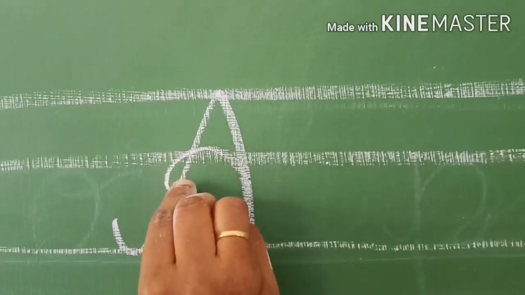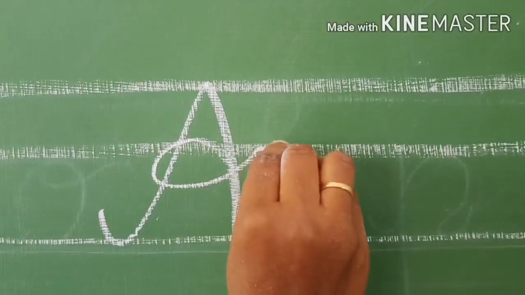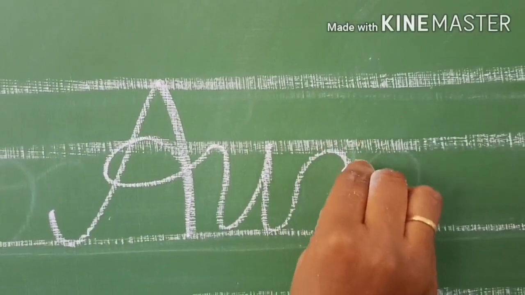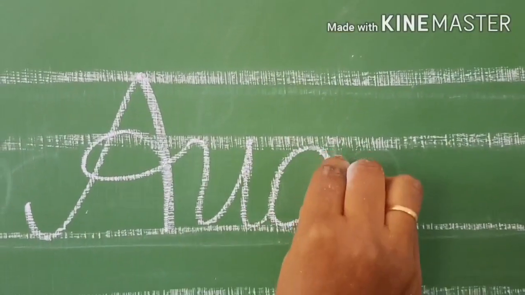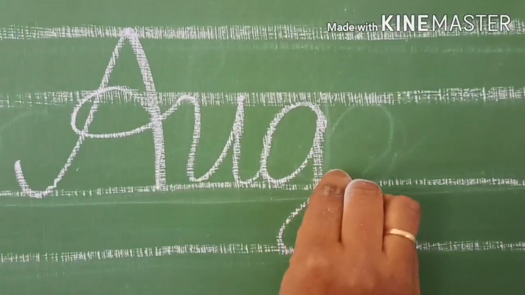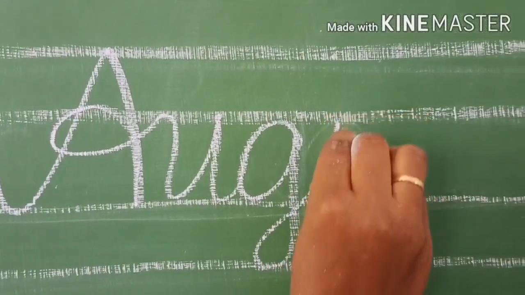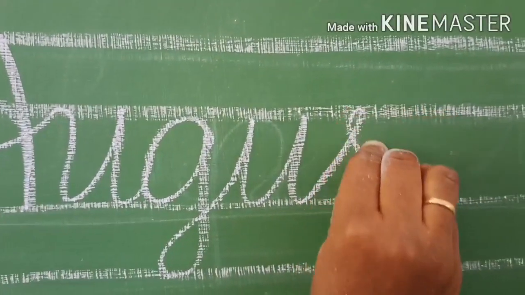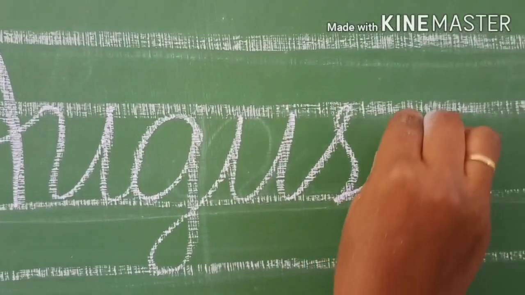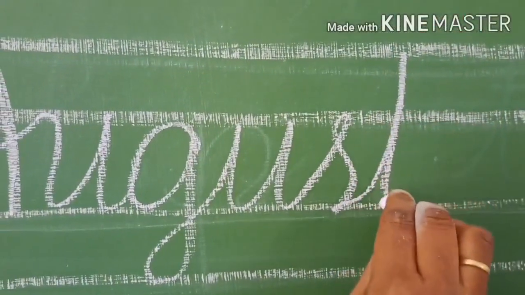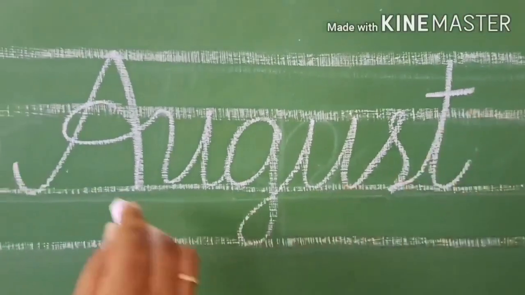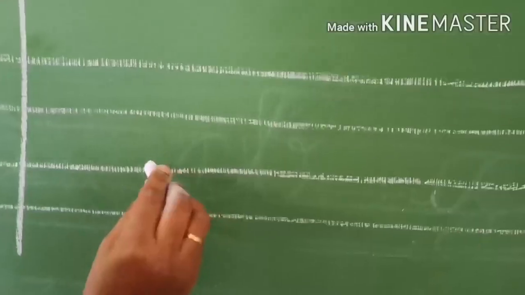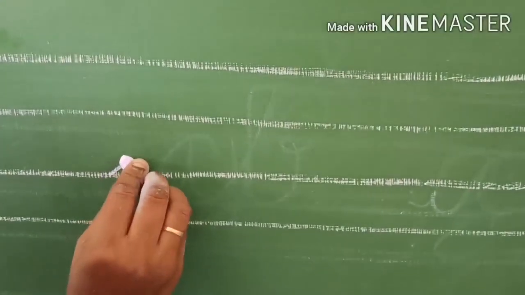You have to touch 3 lines. U, you should touch the middle line and base line. G, you have to touch the middle line, base line and bottom line. U, you should touch the middle line and base line. S, you should touch the middle line and base line. T, you should touch the top line, middle line and base line. So A, U, G, U, S, T. August. What's the ninth month? September.